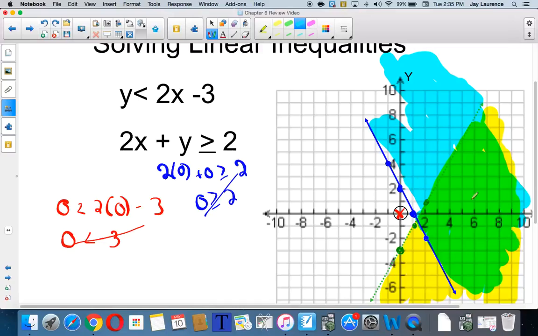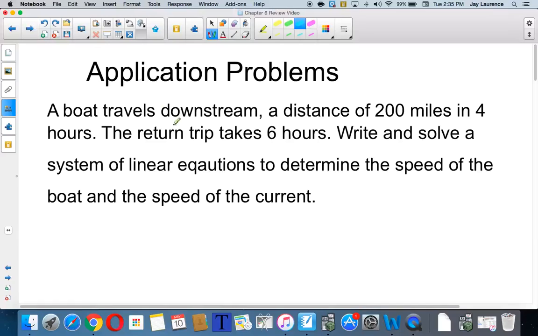Okay, so that's solving inequalities. Now, let's see what else we have here. Oh, application problems. Can't forget those. A boat travels downstream at a distance of 200 miles in 4 hours. The return trip takes 6 hours. Write and solve a system of linear equations to determine the speed of the boat and the speed of the current.